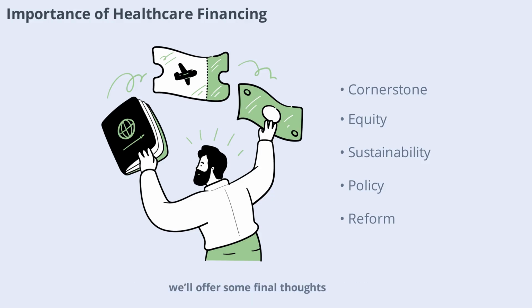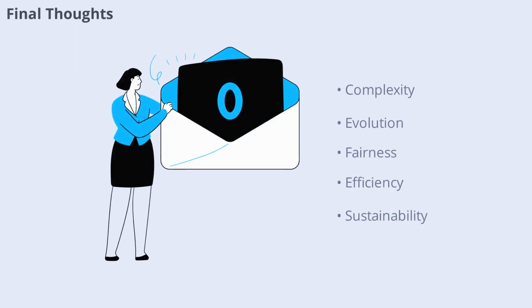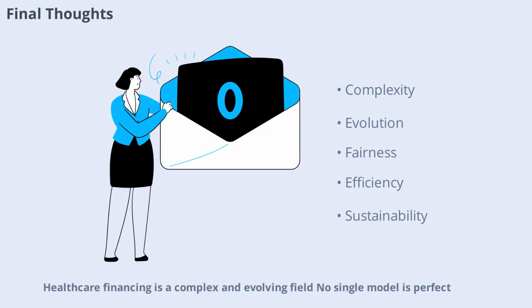Next, we'll offer some final thoughts. Healthcare financing is a complex and evolving field. No single model is perfect, and each country must find the approach that best fits its needs and values. By understanding the different models and their implications, we can work towards systems that are fair, efficient, and sustainable. Thank you for joining us on this journey through healthcare financing models. Stay informed and engaged as the world of healthcare continues to change.